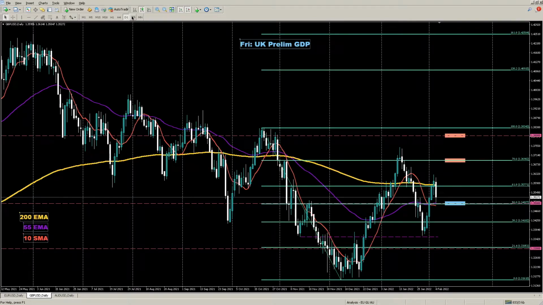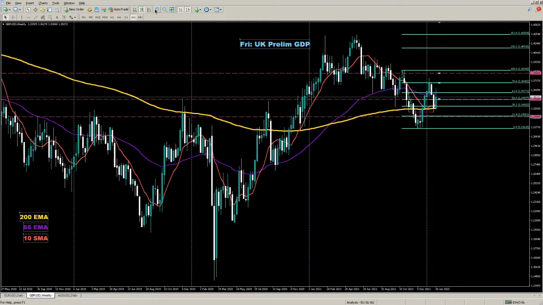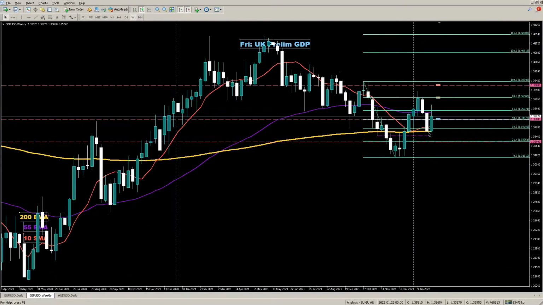On the weekly time frame, you see that's where it bounced off from the end of last week, from the weekly 200 EMA, and bounced higher to try to break out above the weekly 55 EMA, but that's preventing it from going up higher.